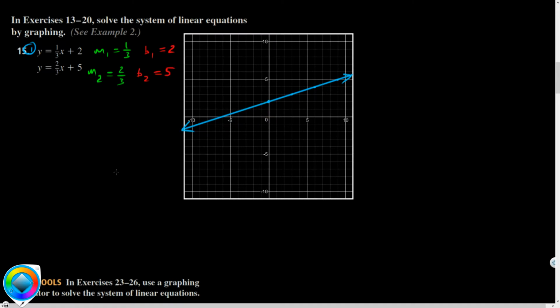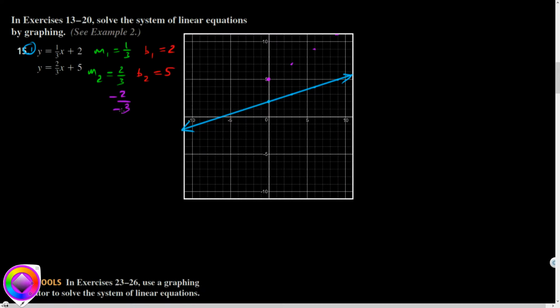So here's line 1. Let's graph line 2 on the same one. So y-intercept is 5, right? Begin at the b, and then move by the m. So that's up 2 over 3, up 2 over 3. And wait a minute, that's getting further away. Oh no! Are they going to intersect? Yes, they are. Yeah, they'll intersect somewhere over here.